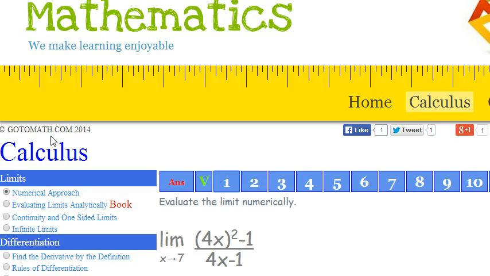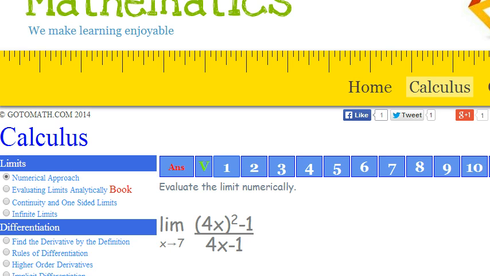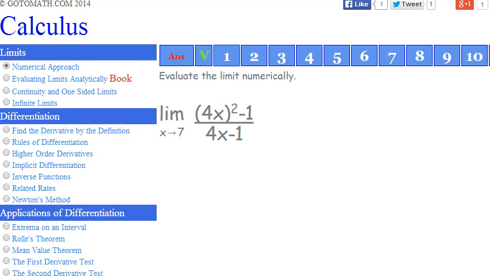Alright, we're here at gotomath.com and we're working the limits and we're going to solve them numerically. Now, before I actually get started here, I want to make a comment.